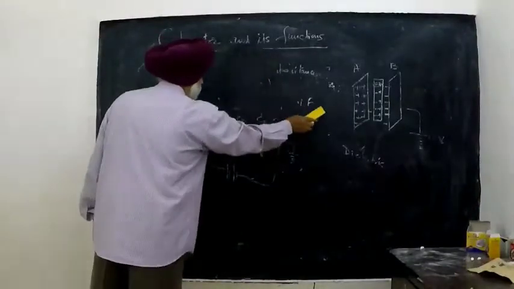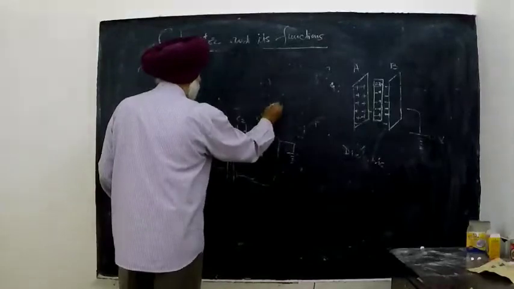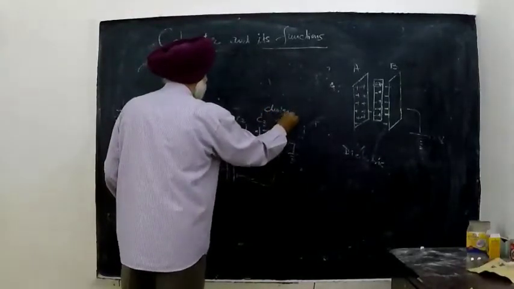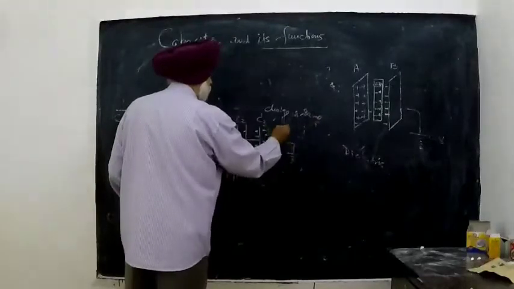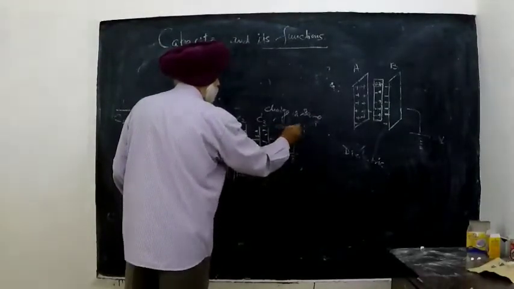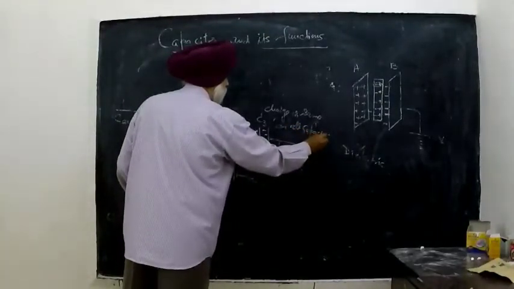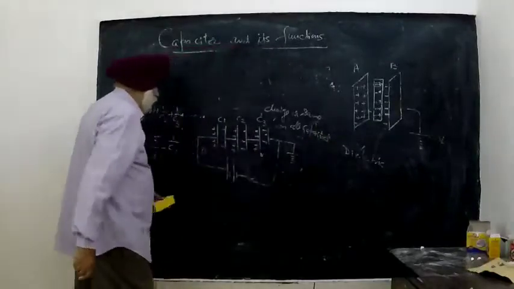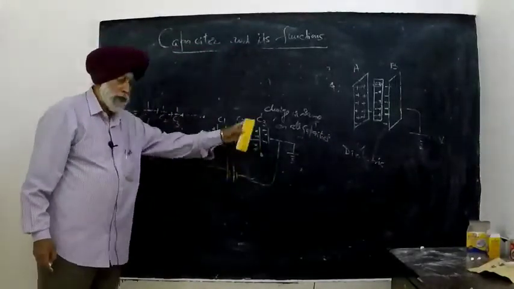In series, charge is the same. In this arrangement, the charge is the same on each capacitor, on all capacitors. The same charge Q which is given to the first capacitor flows to the other capacitors.